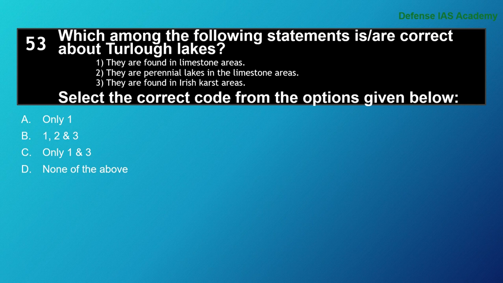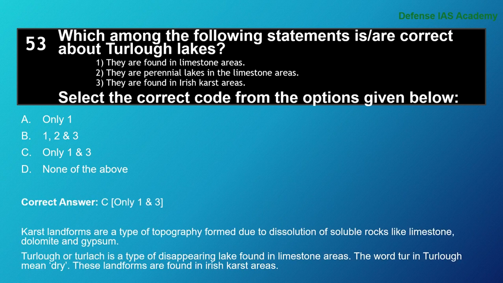Next question, which among the following statements are correct about the Turlough Lake? 1. They are found in limestone areas. 2. They are perennial lakes in the limestone areas. And 3. They are found in the Irish karst areas. Select the correct code from the options given below. The correct answer is option C, only 1 and 3.